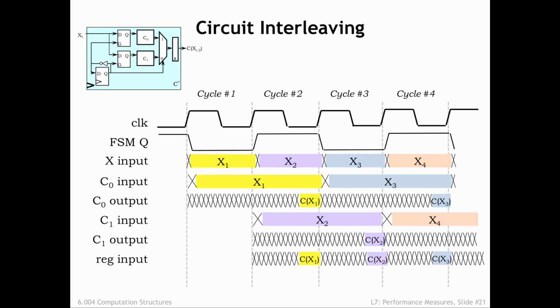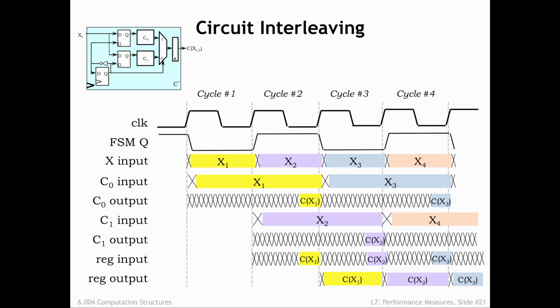Now, let's check the output of the multiplexer. When FSMQ is high, it selects the value from C0, and when FSMQ is low, it selects the value from C1. We can see that happening in the waveform shown. Finally, at the rising edge of the clock, the output register captures the value on its input and holds it stable for the remainder of the clock cycle.